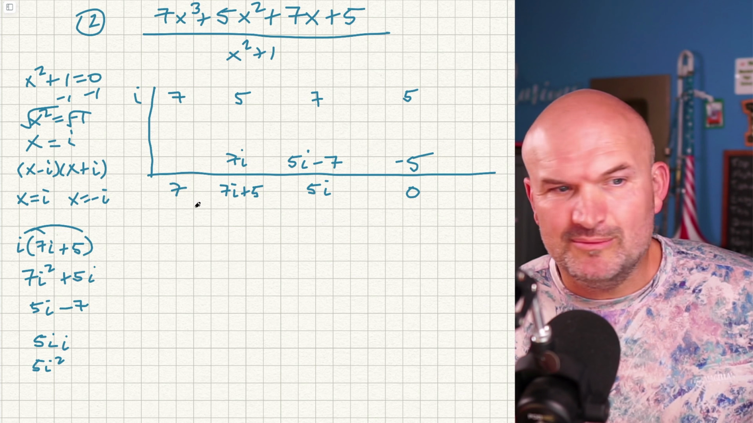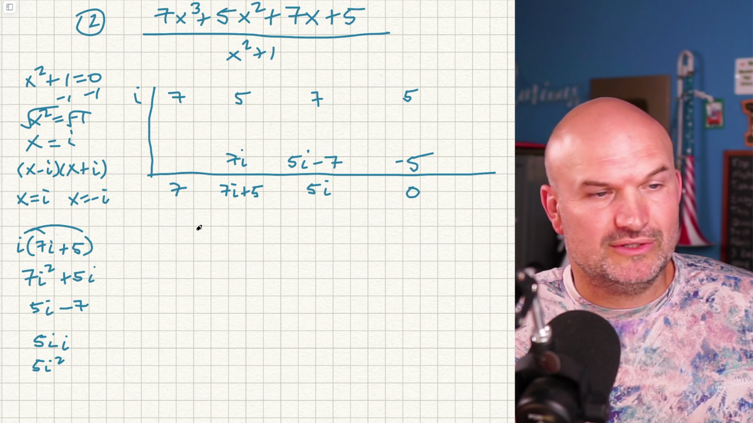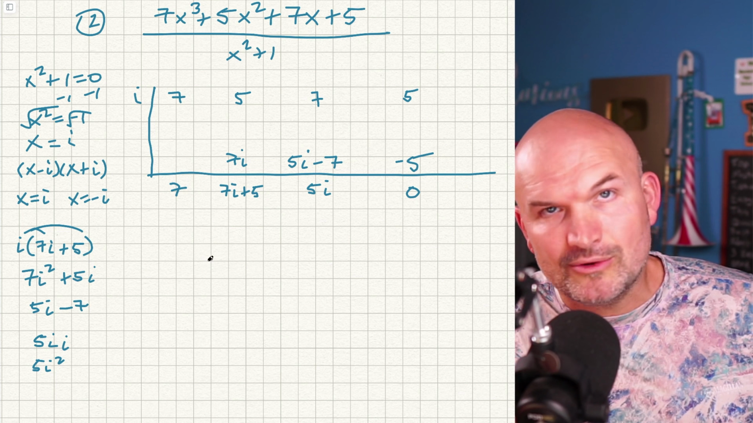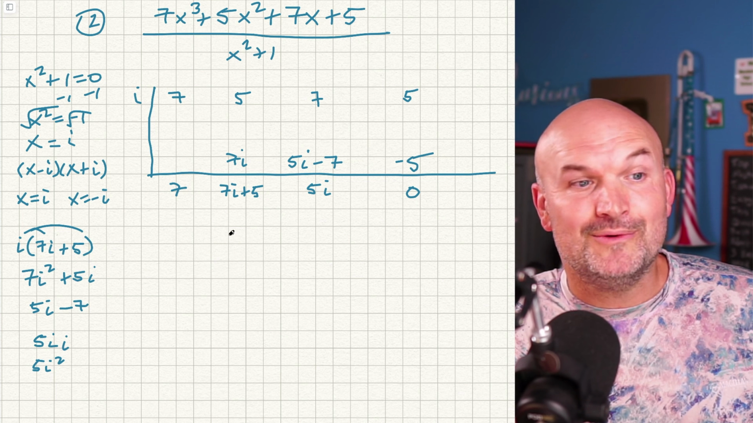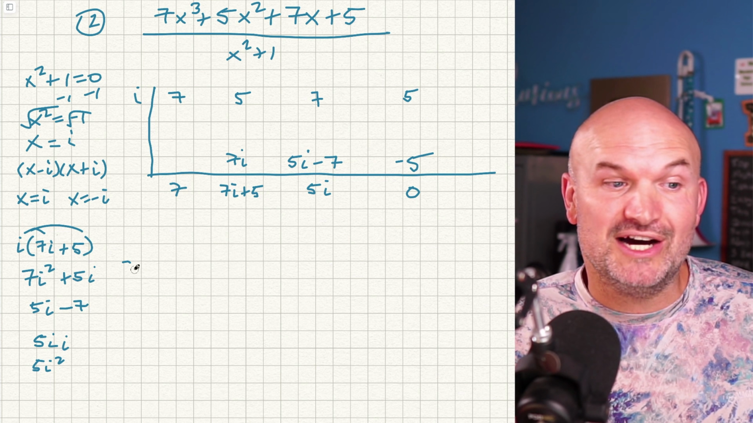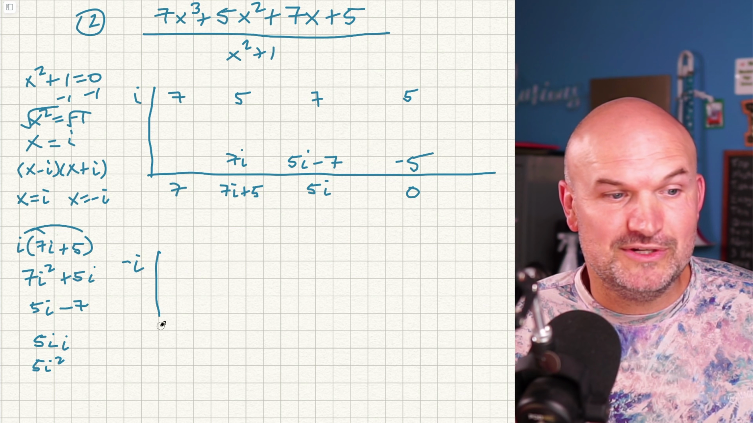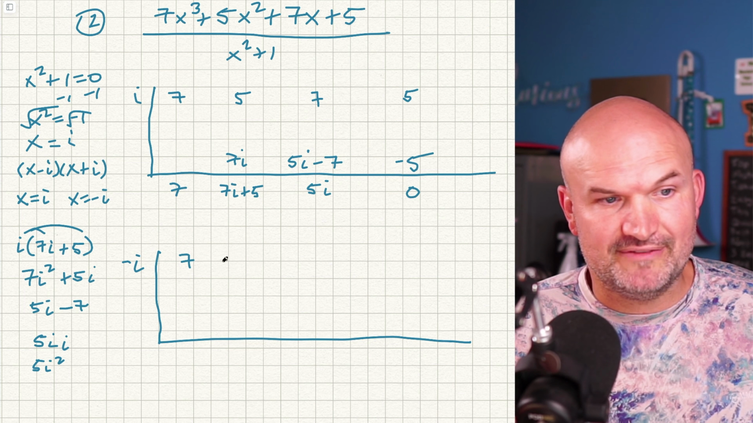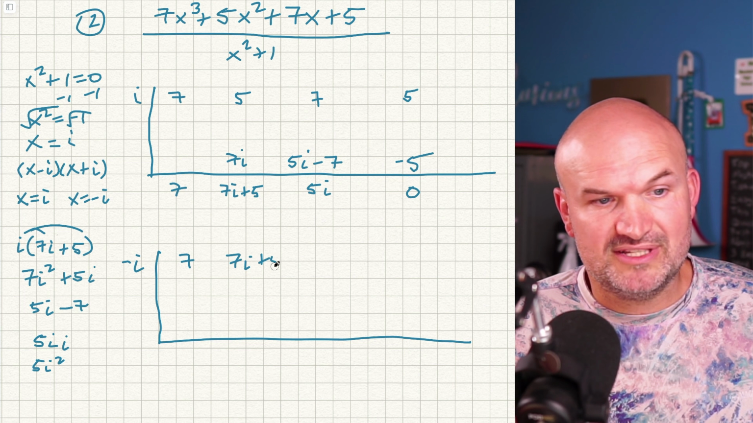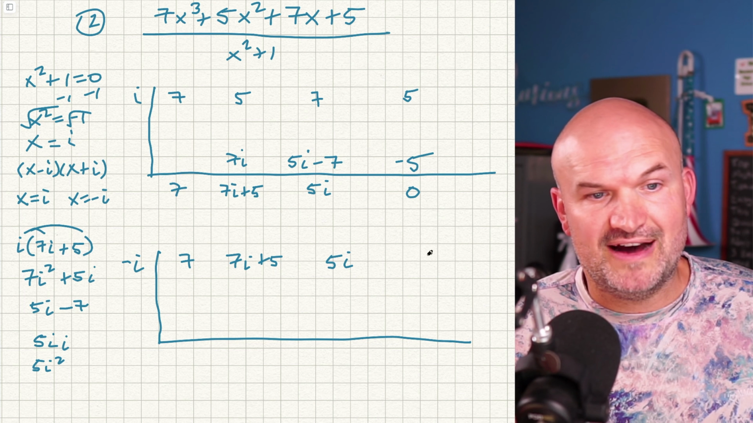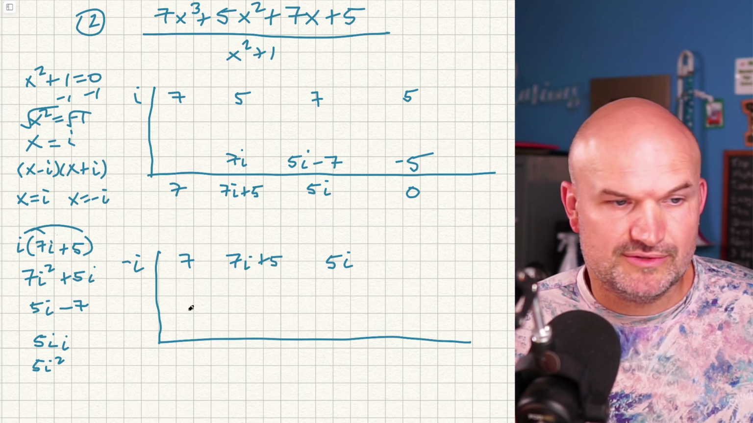Now, again, you might be thinking, well, how the heck is my polynomial going to have imaginary numbers? Well, it's not going to have imaginary numbers. What we have to do is do synthetic division again. But again, we're not going to use our original numbers. We are going to use the quotient from the first division. So I'm going to take 7, 7i plus 5, 5i, and 0, which is we're already done.